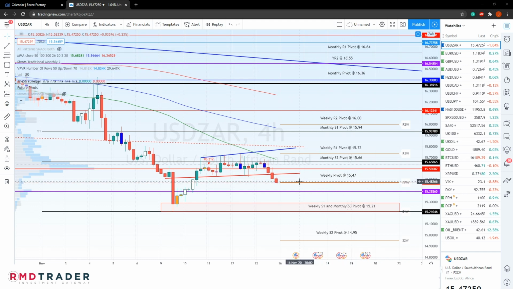And of course, should price break below that, that is when we will perhaps see this area of support being tested. However, should price manage to break back above the weekly pivot or just hold above the weekly pivot, the areas of resistance would be this monthly S1 pivot at 15.66 and also the area just above that at the weekly R1 pivot at 15.73. So that would be the area over here. Should price manage to break above that, that means it would be breaking above the highs from last week, and that would then target this area between the monthly S1 pivot at 15.94 and the weekly R2 pivot at 16, where it will also meet up with this 4-hour 100 SMA.